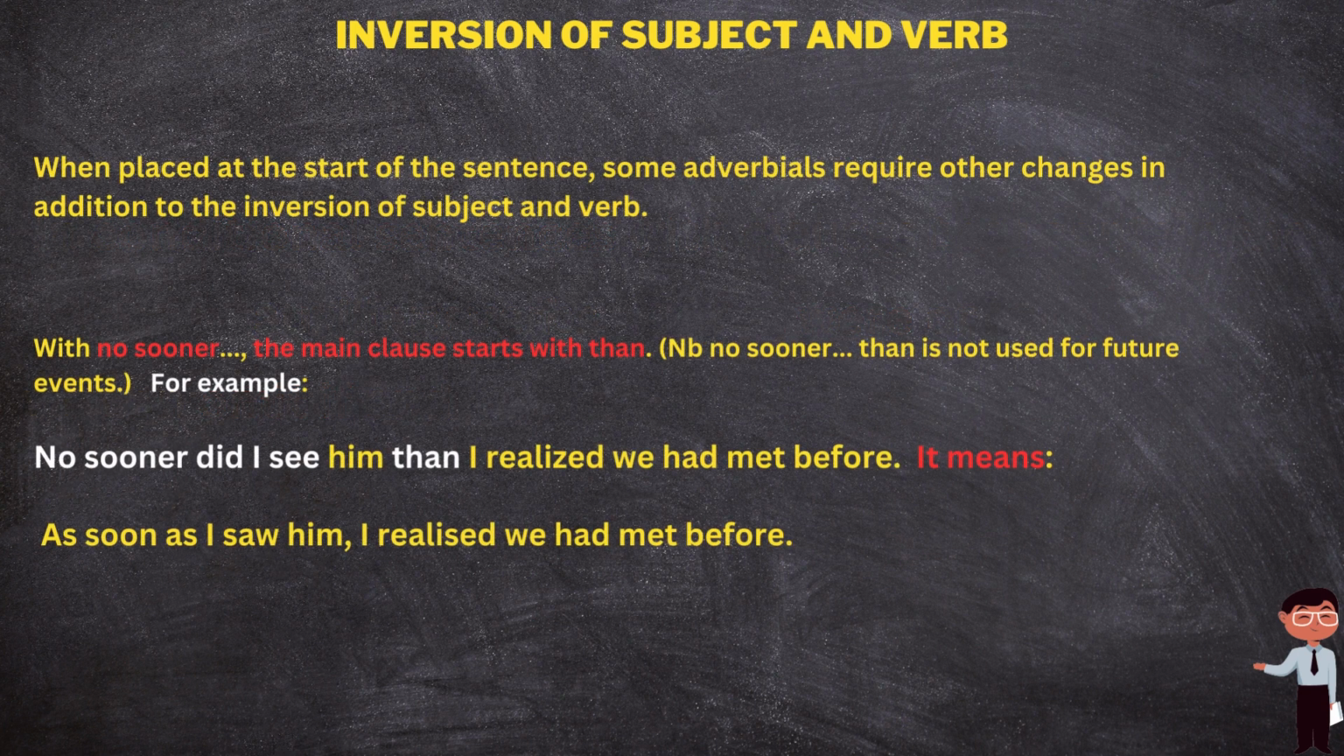When placed at the start of the sentence, some adverbials require other changes in addition to the inversion of subject and verb. With no sooner, the main clause starts with than. NB, no sooner than is not used for future events. For example, no sooner did I see him than I realized we had met before. It means, as soon as I saw him, I realized we had met before.